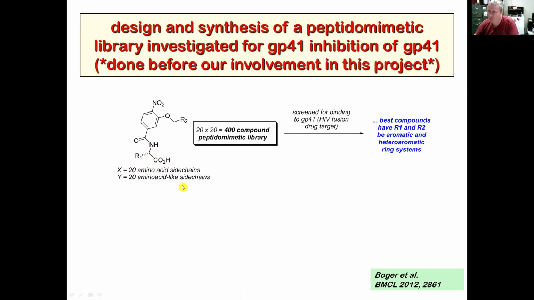Okay, this is all before I was involved. How do you make these? Super easy, right? You can react this cheap building block with these alcohols and sodium hydride. This is a reaction called nucleophilic aromatic substitution. Essentially, the alcohol kicks off the fluorine, and then it just attaches. And then we can attach amino acids, deprotect the protecting groups, and build this library. They used robots to do all the synthesis. So they made 400 molecules using automated robotic synthesis.